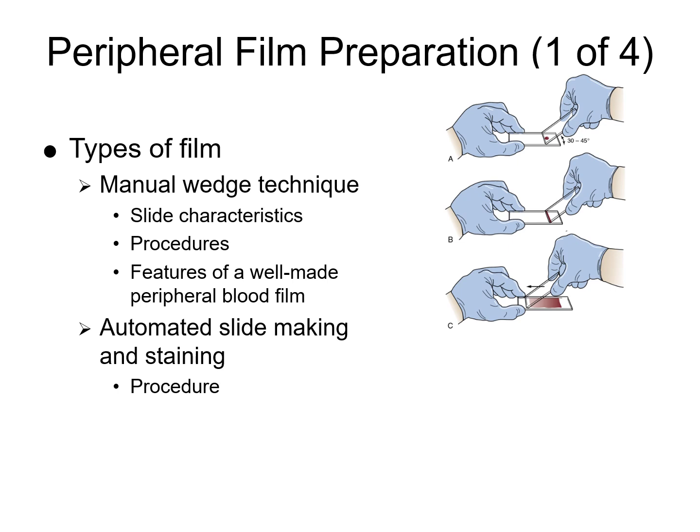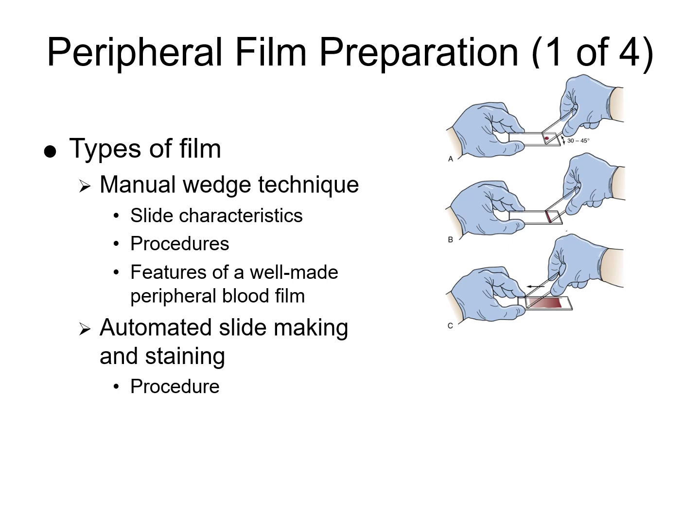So the slide characteristics, we will have a well-prepared blood film, and it should have a gradual thinning of cells from the thick end to the feathered edge with a monolayer of well-distributed cells in the optimal examination area. The smear should be free of streaks, holes, or irregularities that could obscure cell morphology.